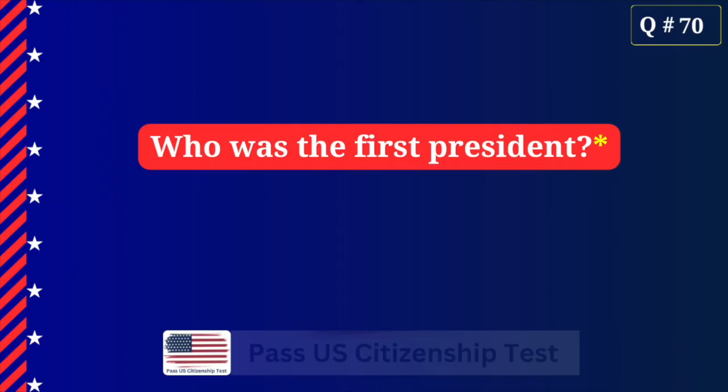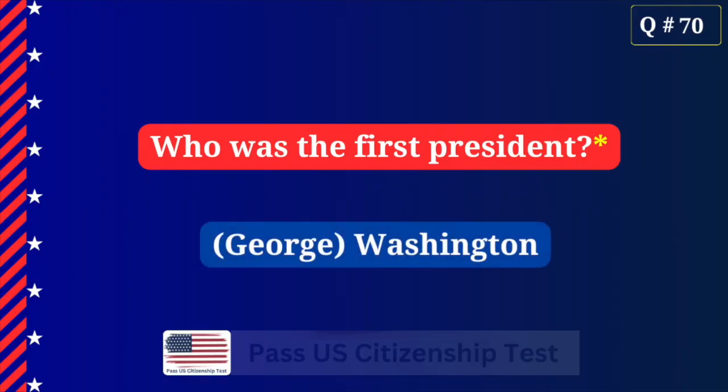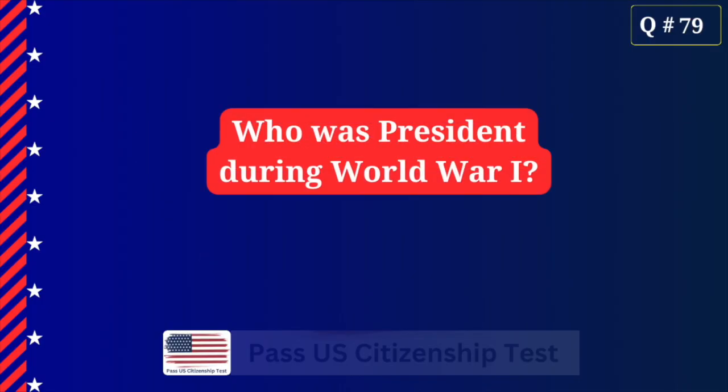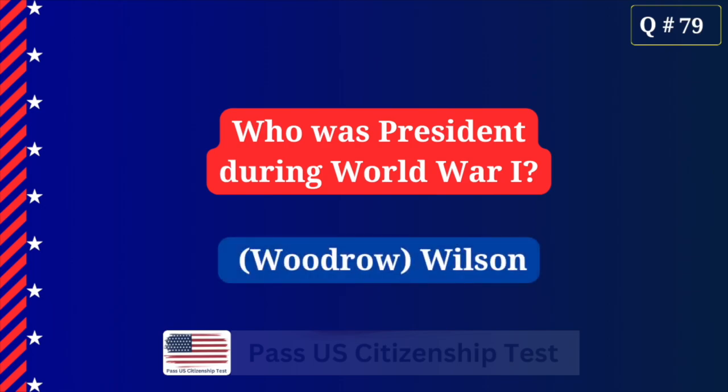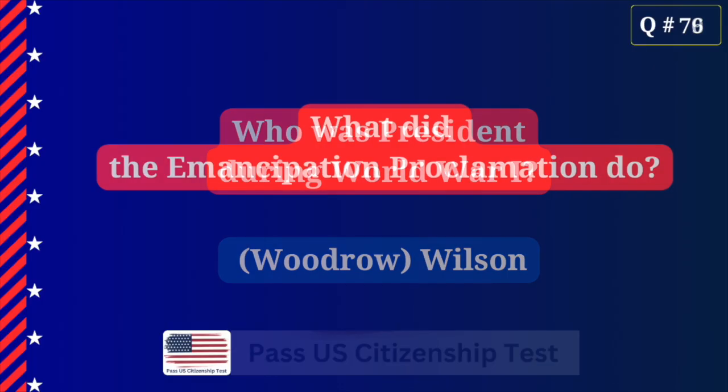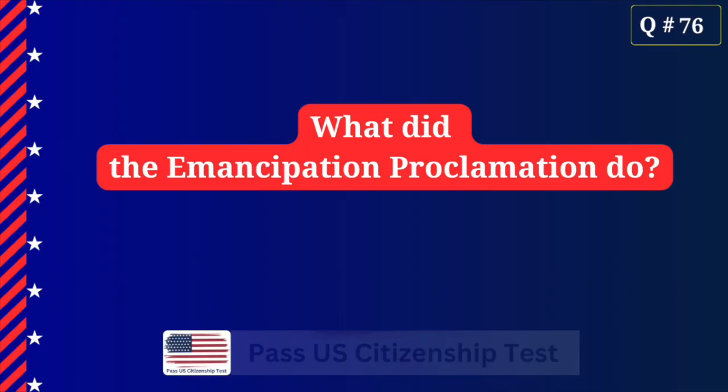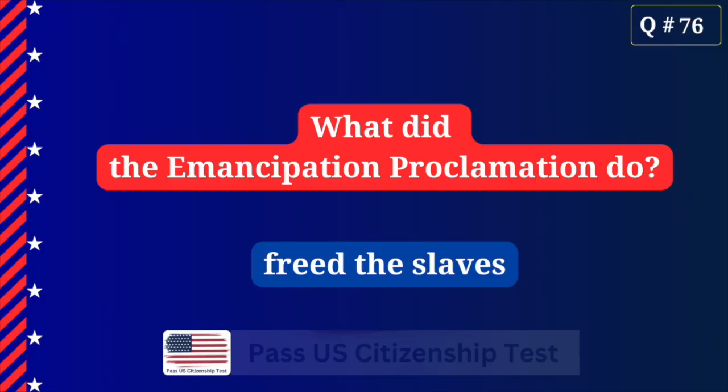Who was the first president? George Washington. Who was president during World War I? Woodrow Wilson. What did the Emancipation Proclamation do? Freed the slaves.